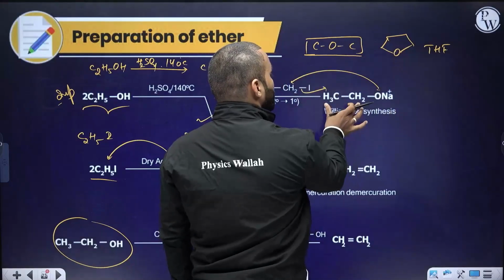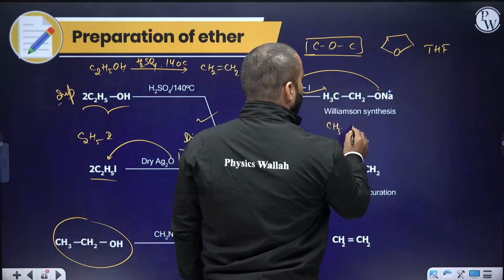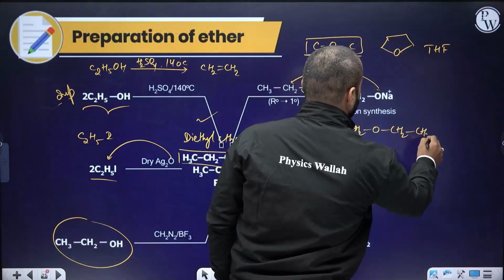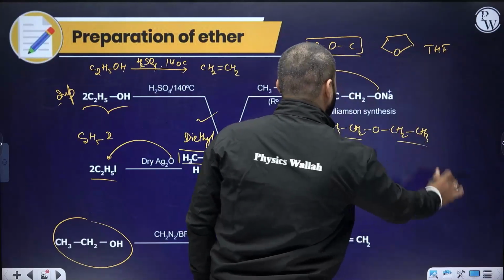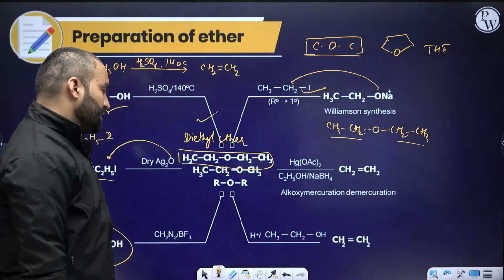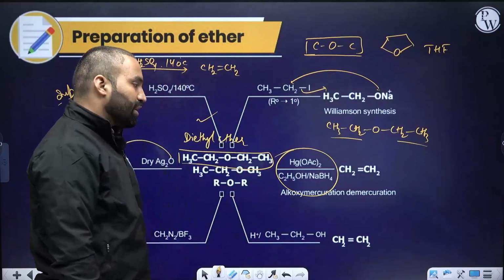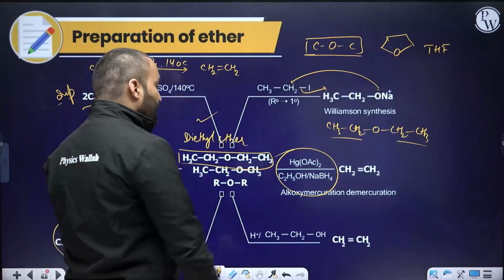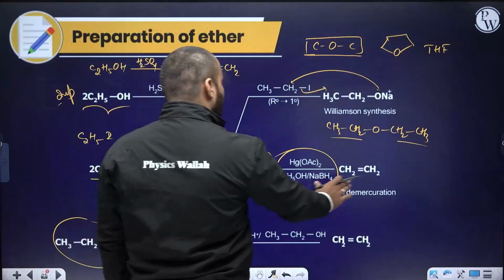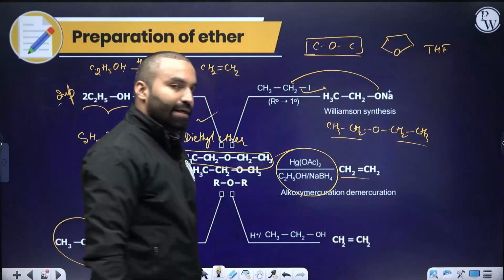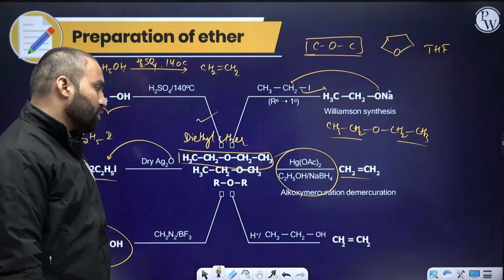X leaves. So CH2, oxygen, CH3. This will be the compound obtained. Again, diethyl ether is obtained. This is a very important reaction. Treating it with mercuric acetate, what will happen? The ether will form upon treatment of an alkene with it. So ether can also be obtained.